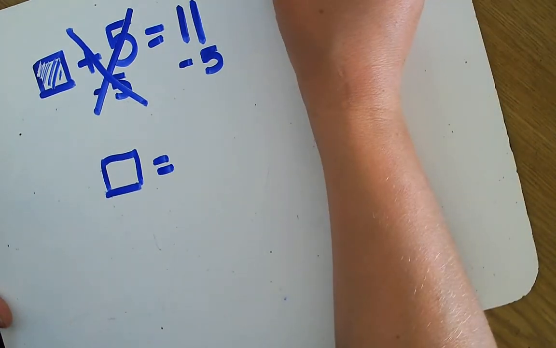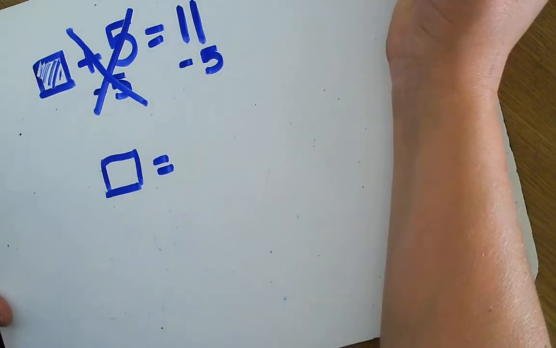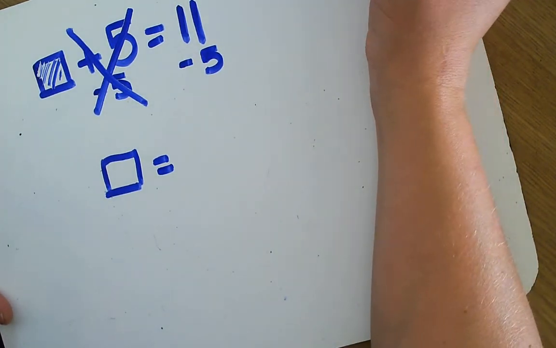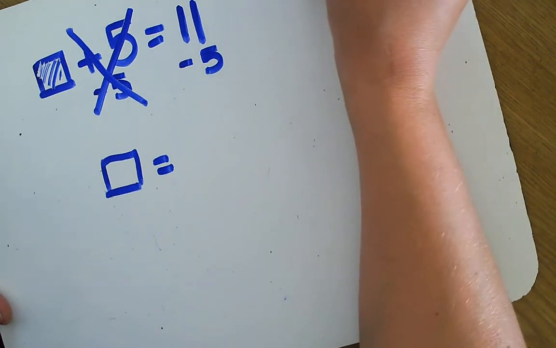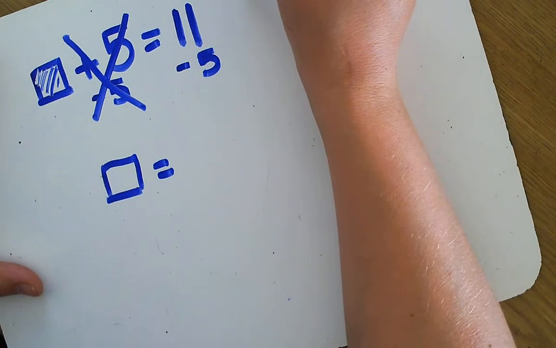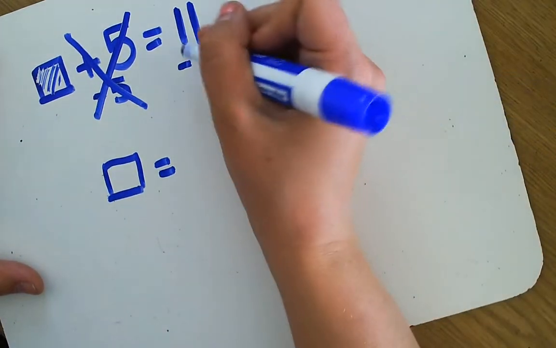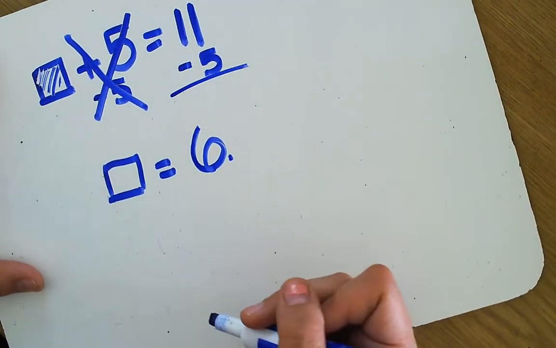Okay, so I know 11. Again, I could draw this out if I wanted to. So 11 minus 5, right? 1, 2, 3, 4, 5, 6. So I could take away my 5, or I could go 11 minus 5. I know that is 6.